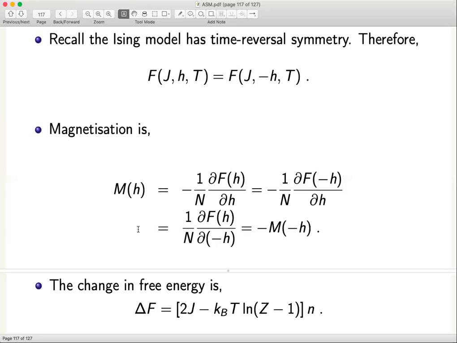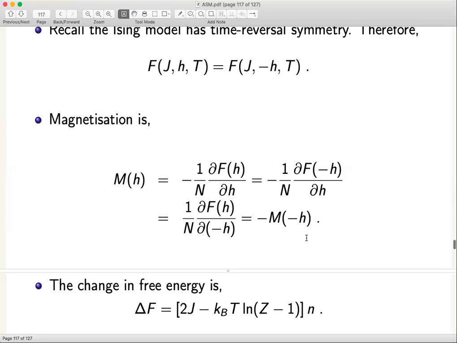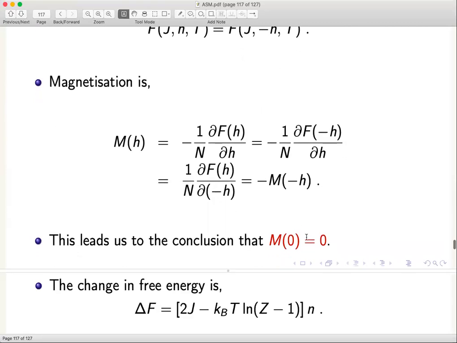So what we find is that the magnetization M of H, if you flip the external magnetic field, is opposite with respect to the opposite magnetic field. In particular, if you set the external magnetic field to 0, you would expect that M of 0 is equal to minus M of 0, and therefore you would say that M of 0 must be 0.